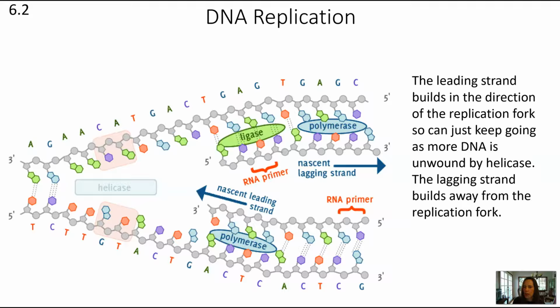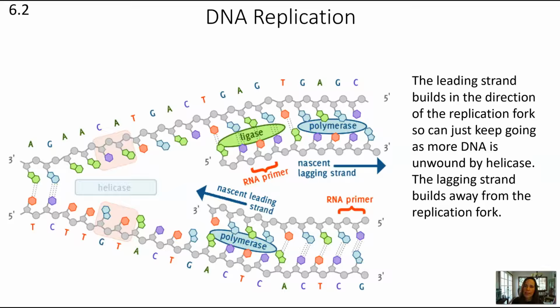The leading strand builds in the direction of the replication fork, so it can just keep going as more DNA is unwound by the helicase, whereas the lagging strand builds away from the replication fork. So if you look at the top, that's the lagging strand. That's pointing away from the replication fork. And the replication fork is where helicase is acting. And then that one on the bottom, the leading strand, is heading in the same direction as helicase.